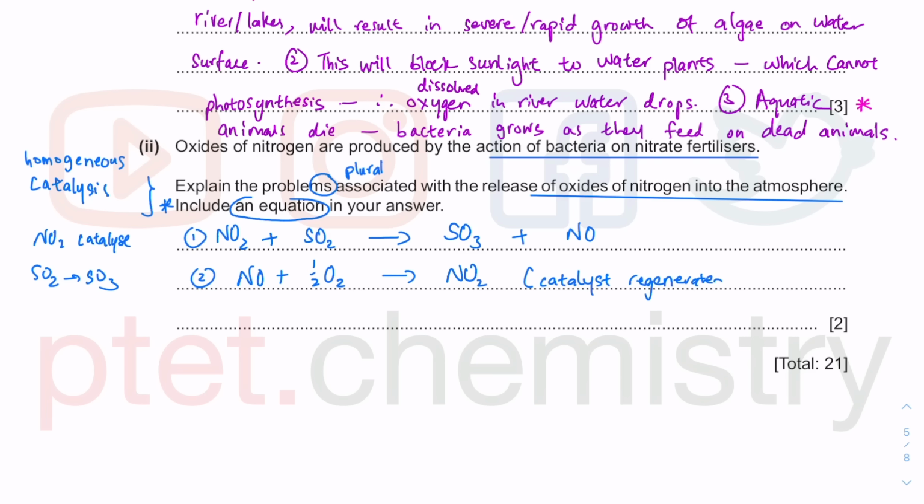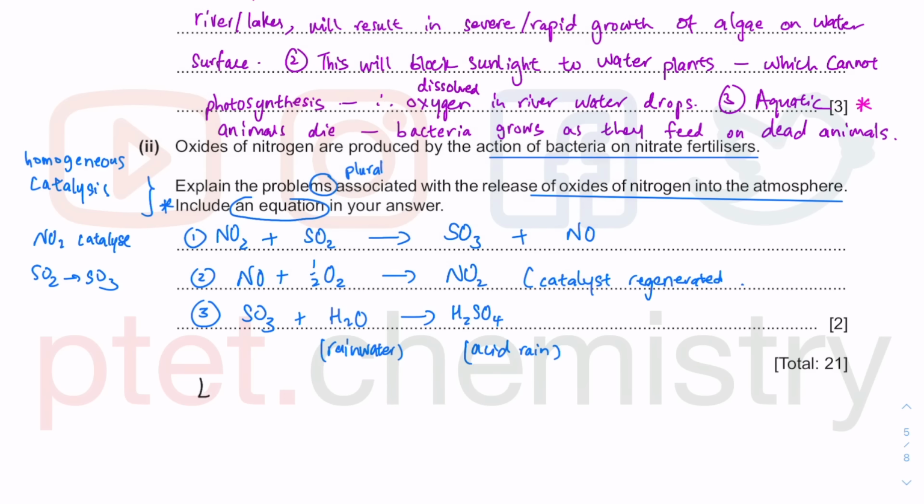Now what happened there? I know they say include an equation, but they don't say include the equation. So that means you can write more than one equation. These are the three general equations that go together, especially when you want to talk about the formation of acid rain as catalyzed by NO2. So this SO3 plus your rainwater is going to give you your acid rain, which is H2SO4. So having said that, what is the danger of this oxide of nitrogen?